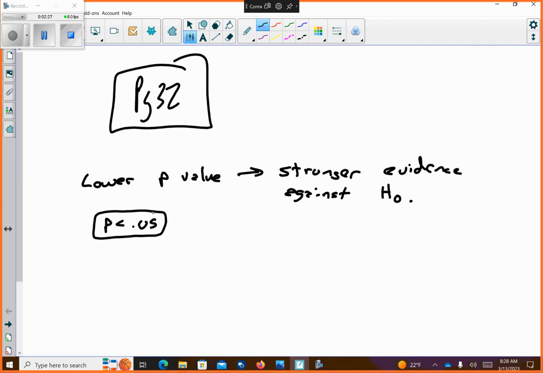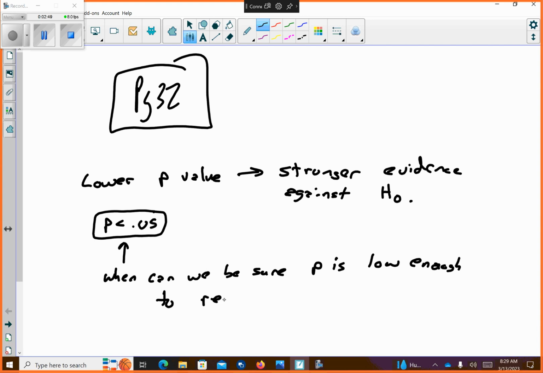When does this p-value become low enough that we decide to reject the null hypothesis? So when can we be sure p is low enough to reject the null? That's kind of the big question.